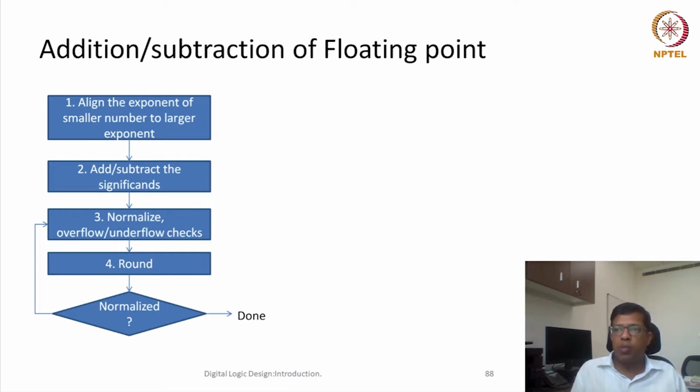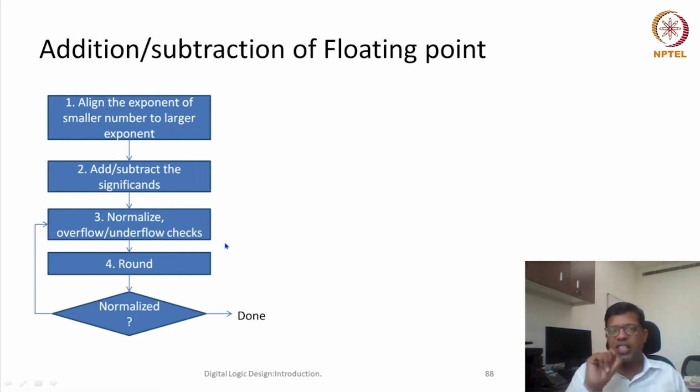Rounding means if the number of bits in the mantissa is more than the number of bits available in that format, then we have to round, or remove the extra bits. Because after rounding we also sometimes add +1, there may again be normalization required. So if the number is not normalized, we go back to step number 3 to normalize.